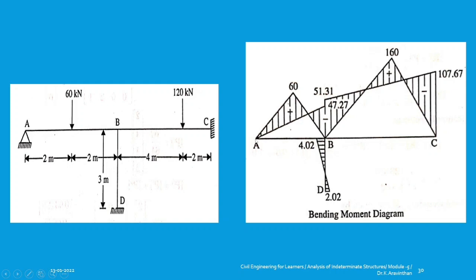Yes. At joint A it is 0, at joint B you got the values 51 and 47 and 51, and at joint C it is 107, joint D it is 4.02, that is B to D, and D to B is 2.02. Now, this is what I highlighted earlier. When you find the moment, there will be distribution of the moment between this joint. So from the joint B, you will have moment distribution, and you can find 4.02 as the distributed moment and 2.02.